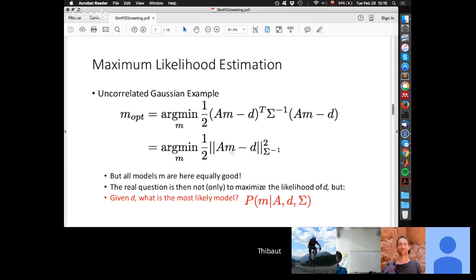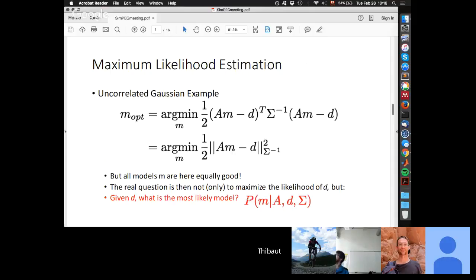So the next question is to reformulate: given my data D, and knowing the probability distribution of my data, what's the most likely model? What's the model that gives me a high probability to get this data, but that also has itself a high probability?